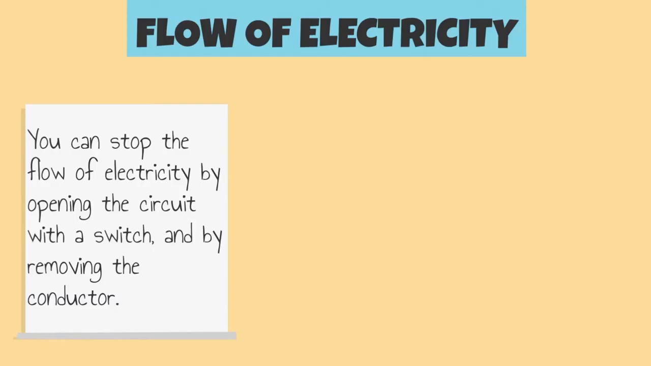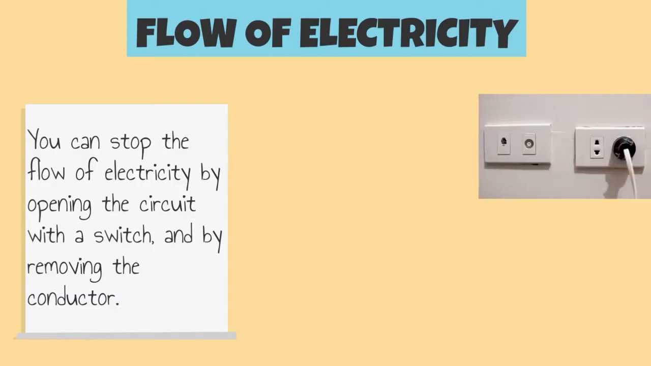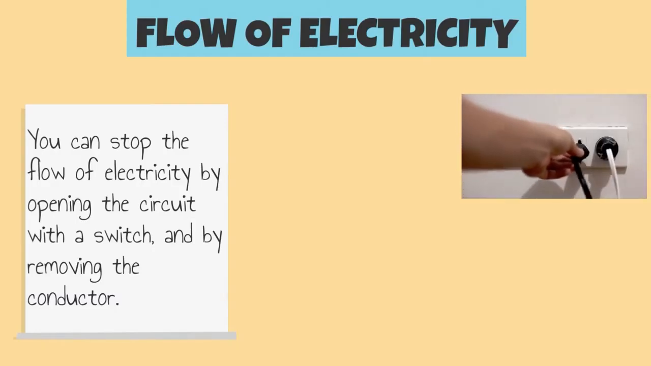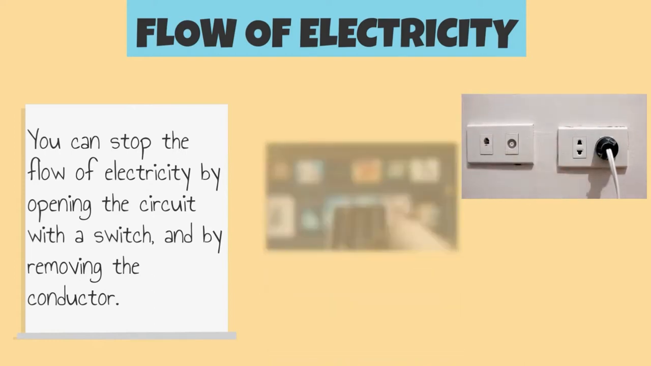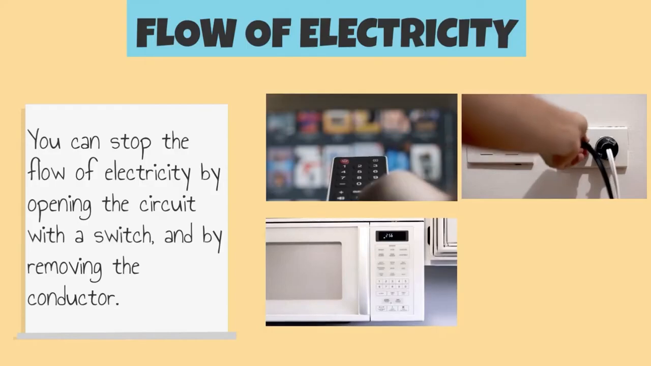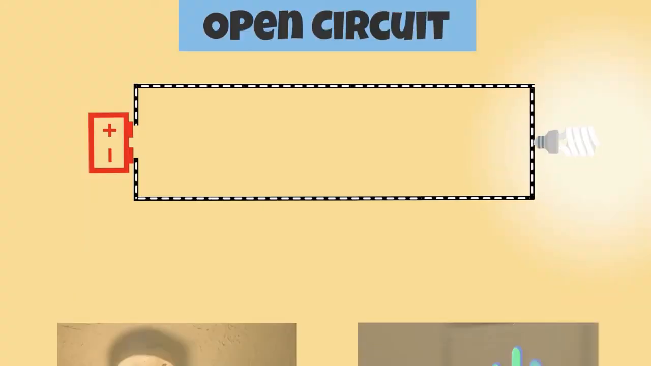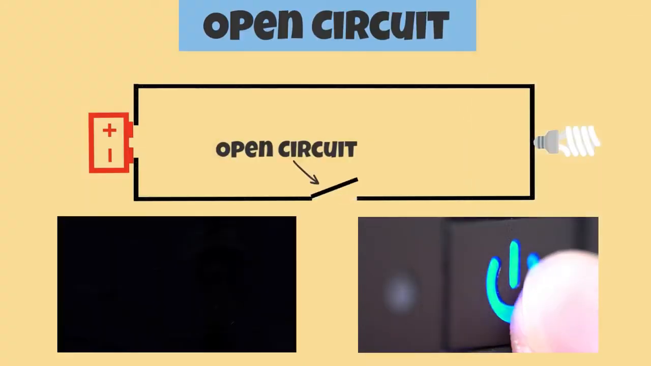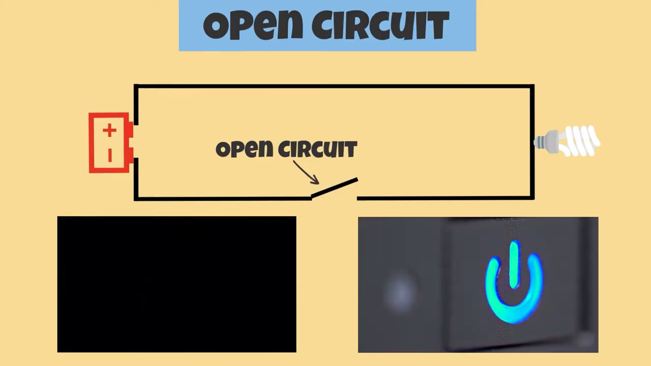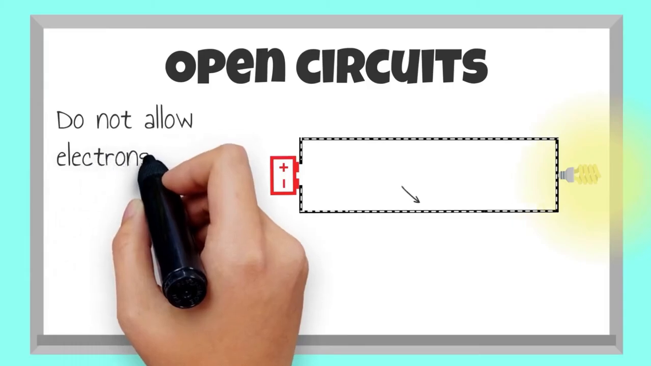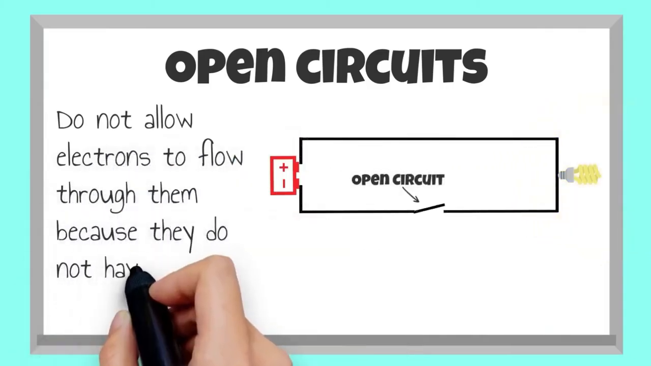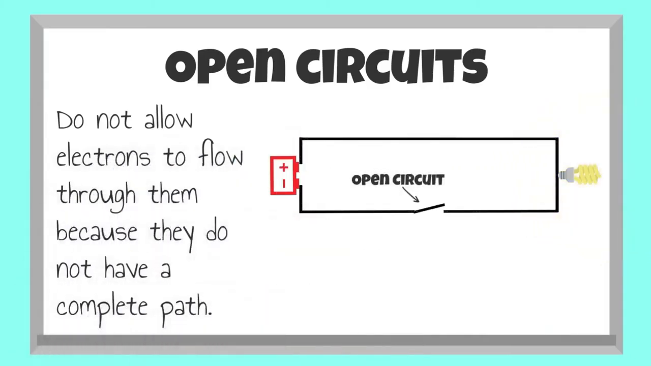A perfect example of this is when we plug in devices to an outlet. When turned on, the flow of electrical energy powers on our TVs, microwaves, and refrigerators. When turned off, the circuit is opened and the devices power off. Open circuits do not allow electrons to flow through them because they do not have a complete path.